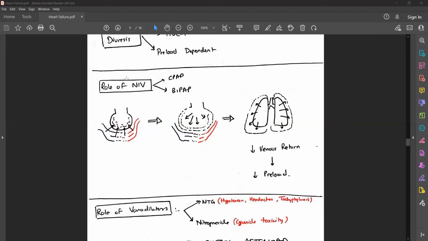So NIV will help you if the patient is coming in and you're thinking about acute exacerbation, pulmonary congestion, and you want to reduce their preload as well, along with providing oxygen. So this is something that you can do in the inpatient setting.